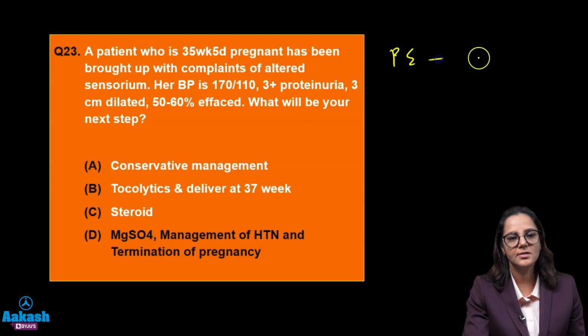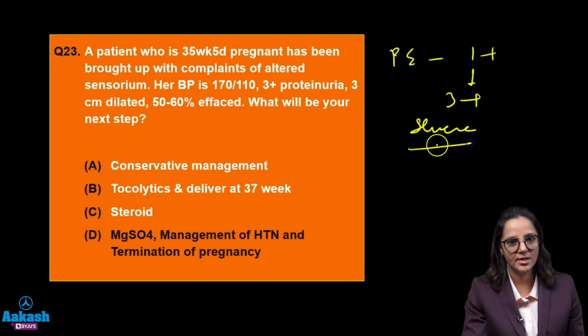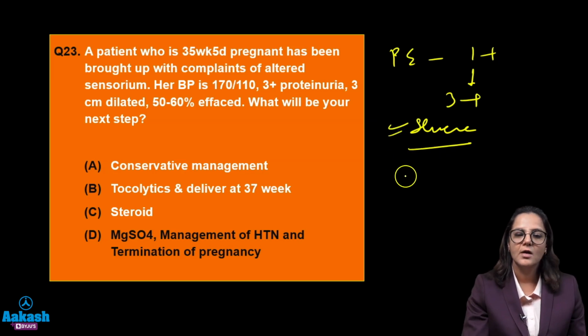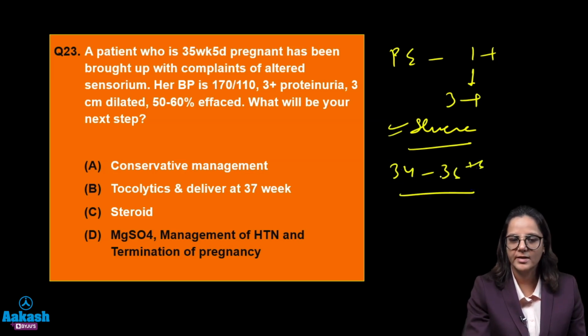In preeclampsia, what is the definition? 1 plus proteinuria. But here she is having 3 plus, which means she is a severe case. Also, the blood pressure is 170 by 110, which is severe preeclampsia. And when do we deliver them? Between 34 to 36 plus 6. She is 35 plus 5. So ideally, we have to terminate her pregnancy and we have to deliver her.